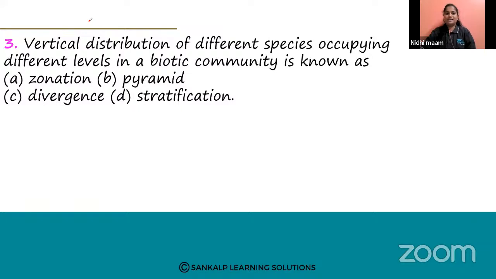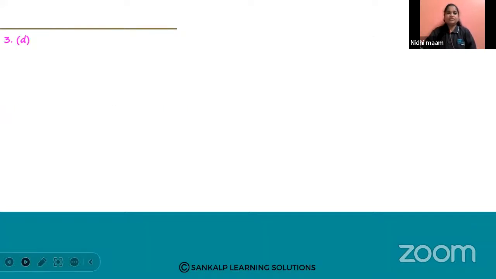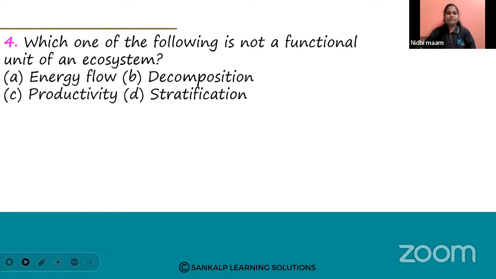Okay, Karima Sayyada answered it. Very good. What about others? Yes, come on. So exactly, it is called stratification. What is it called? Stratification. So next question. Which one of the following is not a functional unit of an ecosystem?